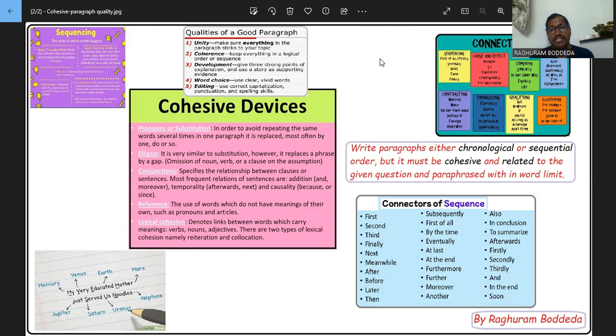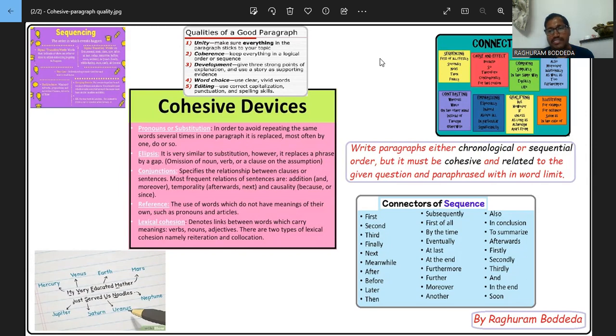Cohesion is nothing but linking between two situations, two paragraphs, or two sentences by carrying most of the parts of speech like verbs, nouns, and adjectives. There are two types of lexical cohesion, namely reiteration and collocation. These are the things you need to consider and work out.